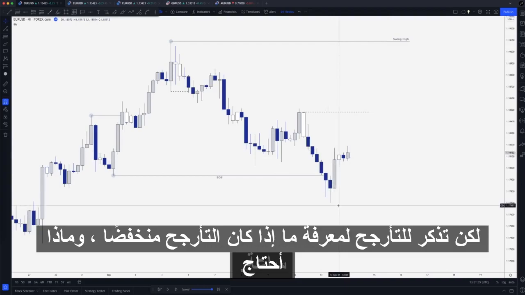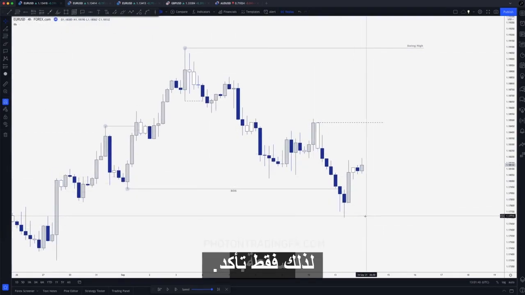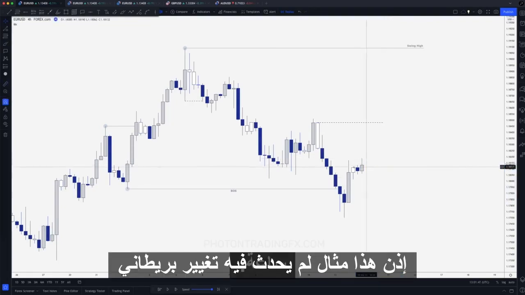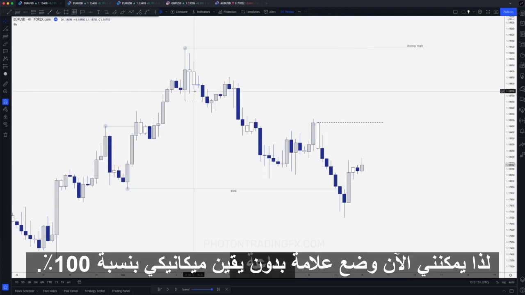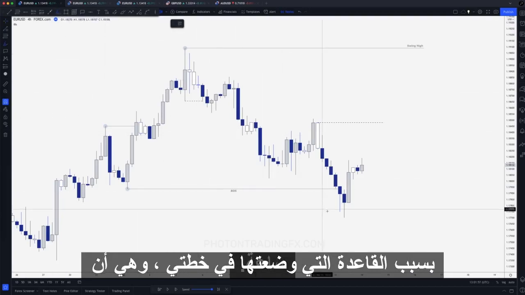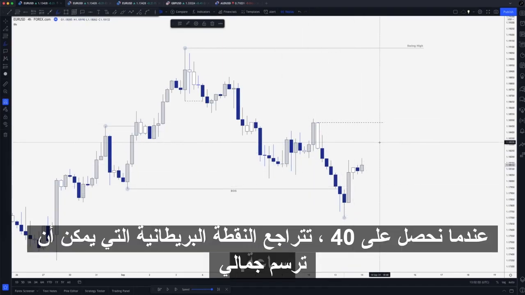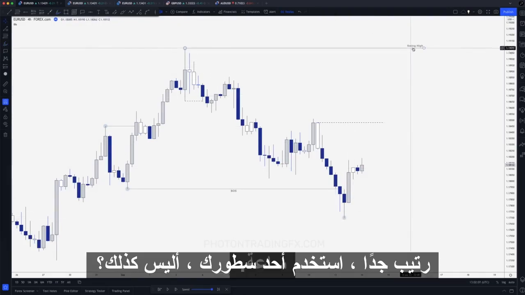But remember, to know where the swing low is, what do I need to wait for? I want to wait for a 40 pip pullback on the 4-hour chart on EURUSD. So just make sure, how big is that? Let's see. Okay, that's over 40 pips. So this is an instance where we have not had a bullish change of character, but we have had a 40 pip pullback. So I can now mark with 100% mechanical certainty, because of the rule I have put in my plan, that the moment we get that 40 pip bullish pullback in a bearish market, I can draw my pretty little circle, and I now know that this is my swing low.